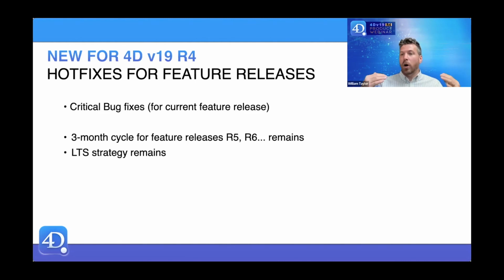Now, how will this work, right? Say we deliver R4 in April. 19 R4 hotfix 1 will be delivered in May, and 19 R4 hotfix 2 will be delivered in June, and 19 R5 will be delivered in July. And in August, we will deliver, well, you guessed it, 19 R5 hotfix 1. And don't worry, the cycle for feature releases as well as the LTS versions will not change.